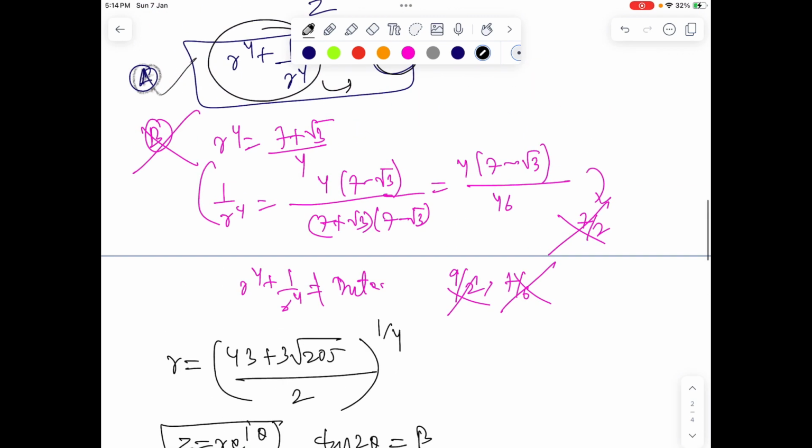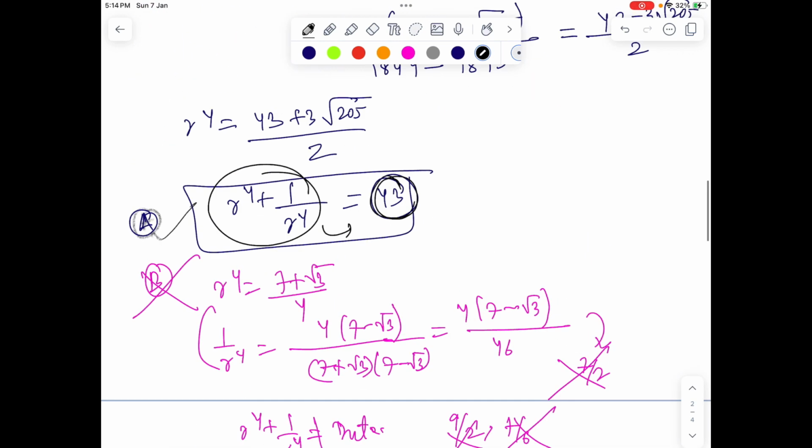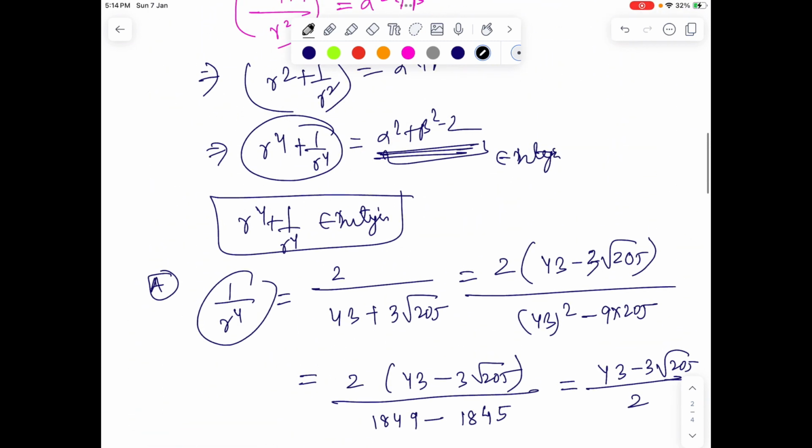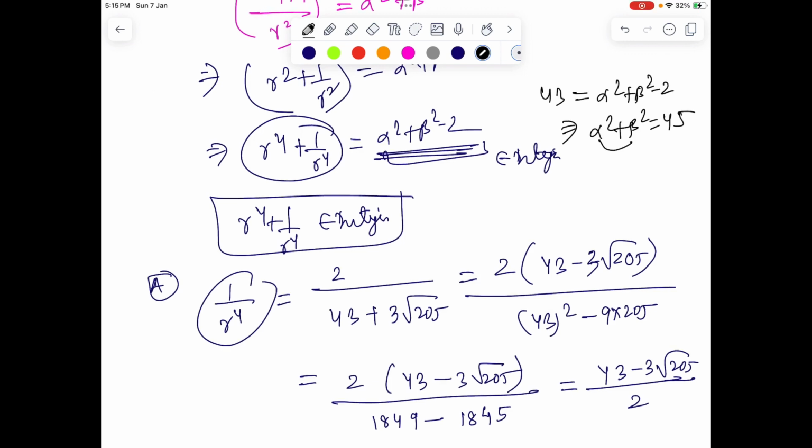integers beta and alpha. Because we have r^4 + 1/r^4 value as 43, now we want 43 to be written as alpha squared plus beta squared minus 2, which implies alpha squared plus beta squared equals 45. So thus there exist integers such that their sum of squares is 45. So you can give a try.